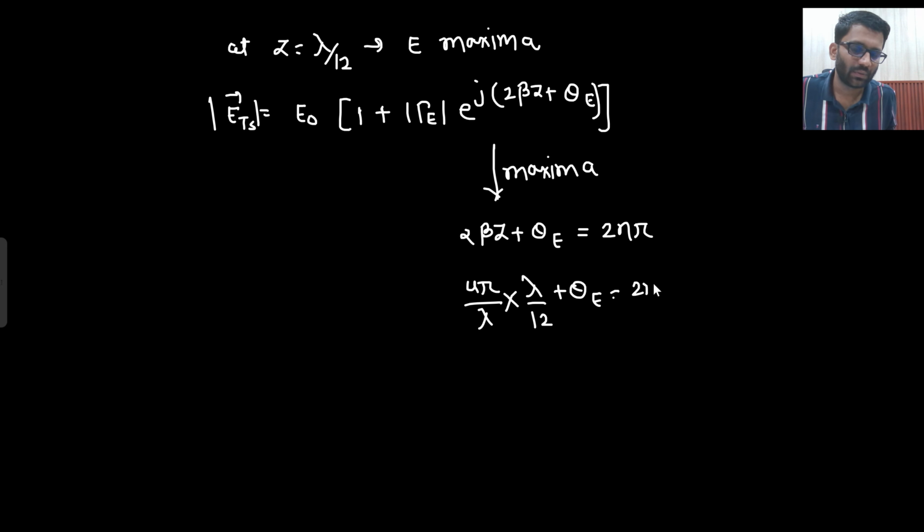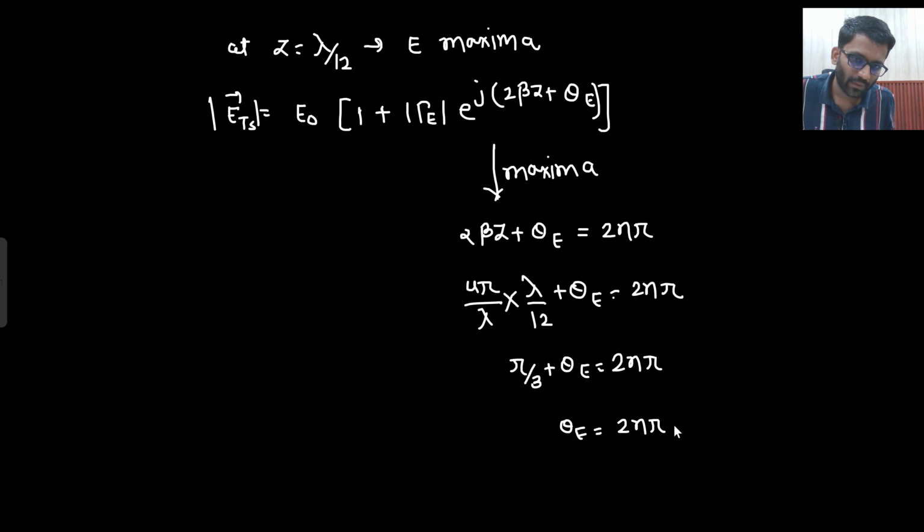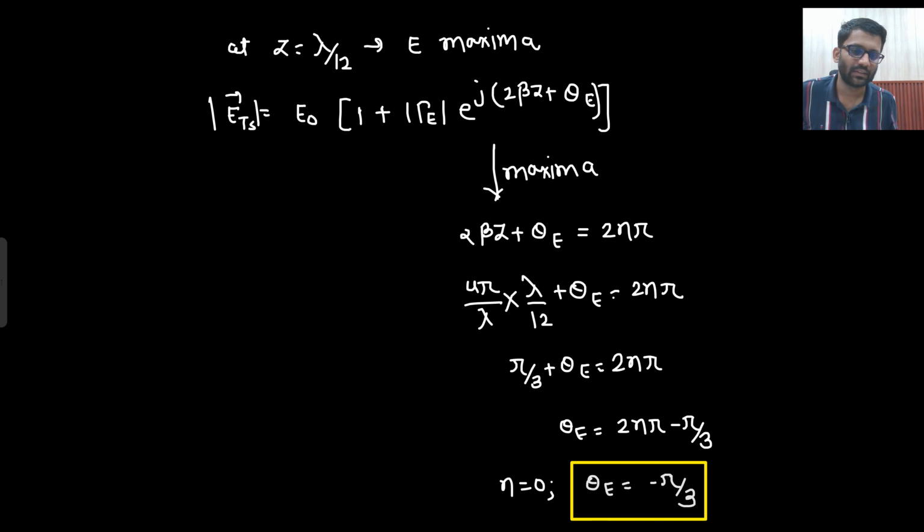Plus theta is equal to 2n pi. So from here what am I getting? Pi by 3 plus theta is equal to 2n pi. So what is my theta E? 2n pi minus pi by 3. So which value will I pick? Any value I can pick. If I put n equal to 0, what am I getting? Theta is equal to minus pi by 3. There you go, this is the answer. This is one of my answers.